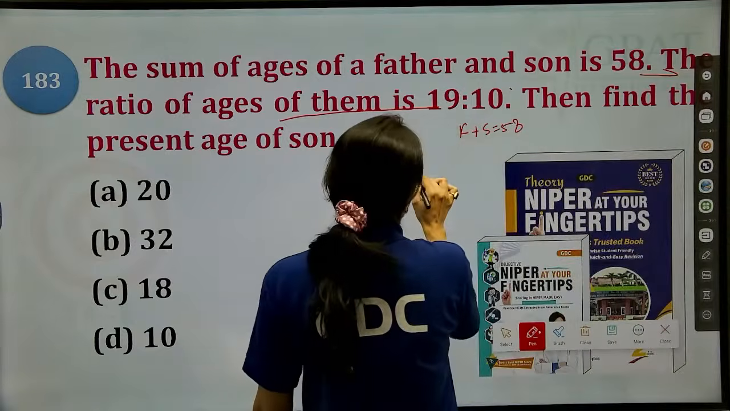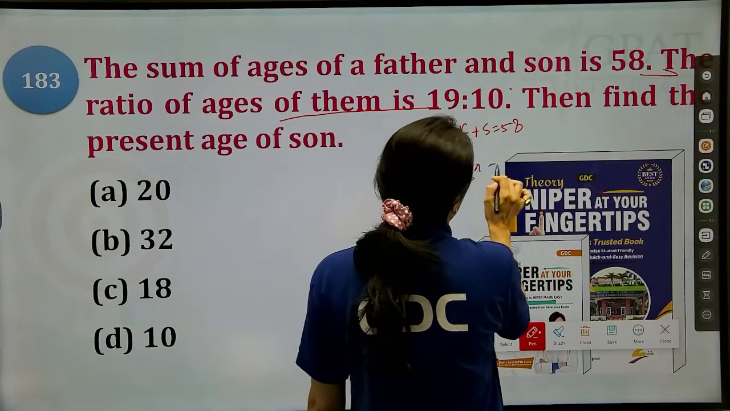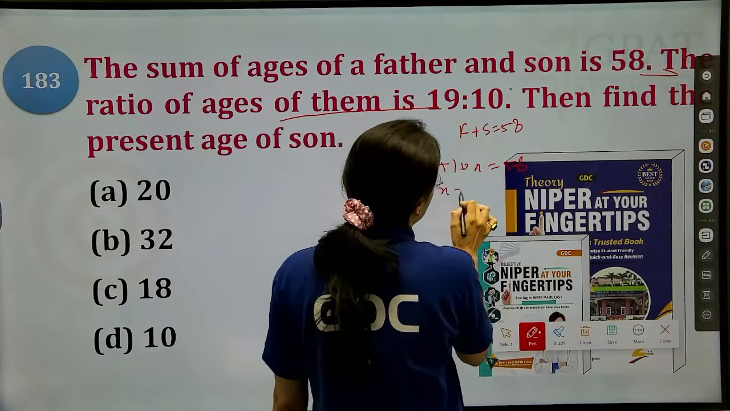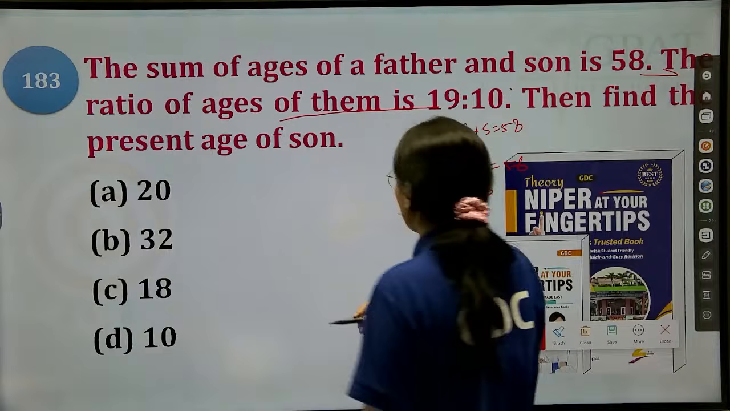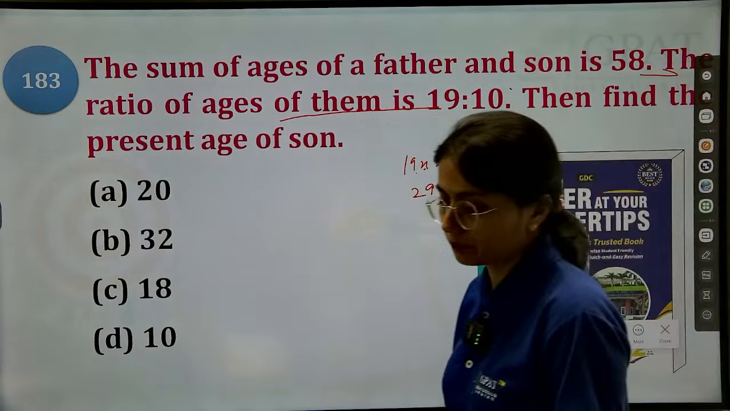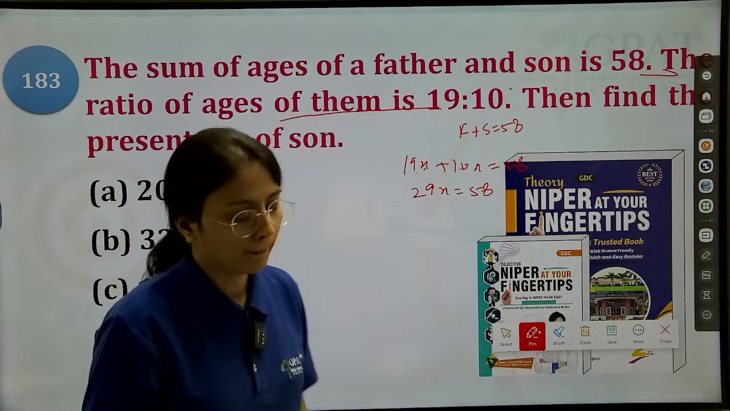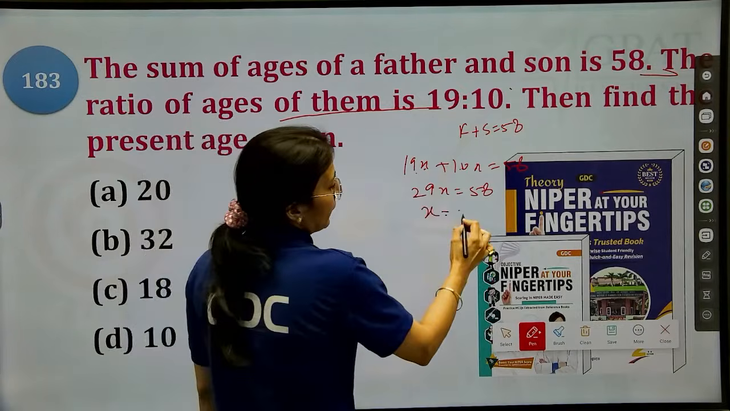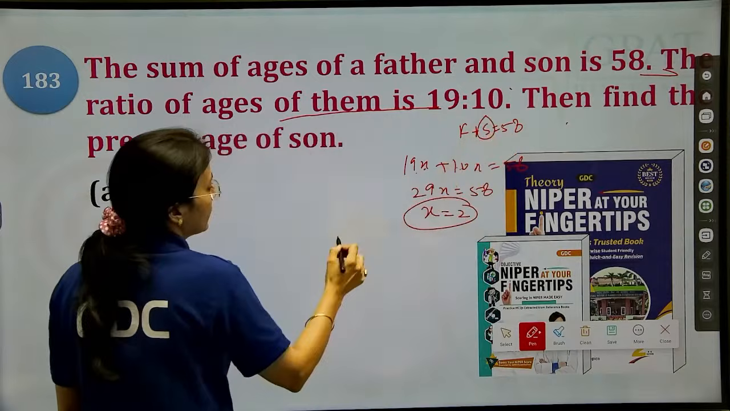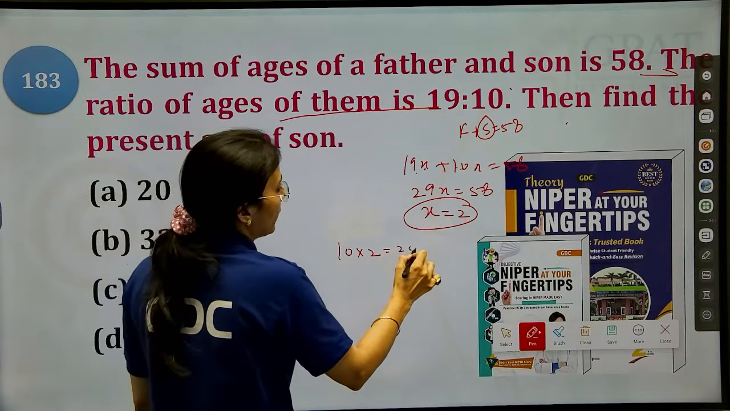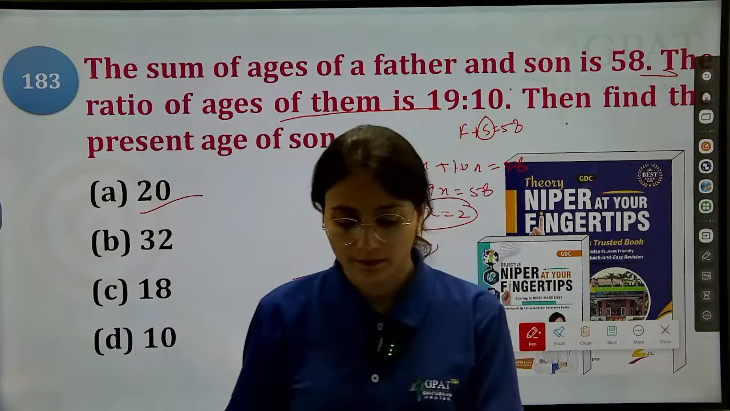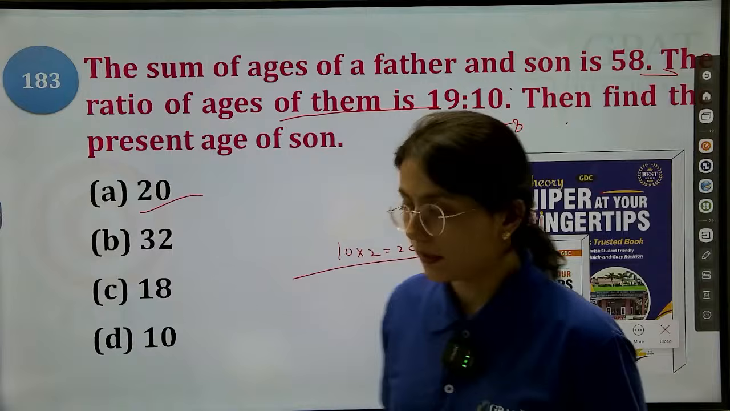So 19x plus 10x is equal to 58. So 29x is equal to 58. So x is equal to 2. Now we have to find the age of the son. The son is 10, so 10 multiplied by 2, that is 20 years. So the age of the son is 20 years. That is option number A.